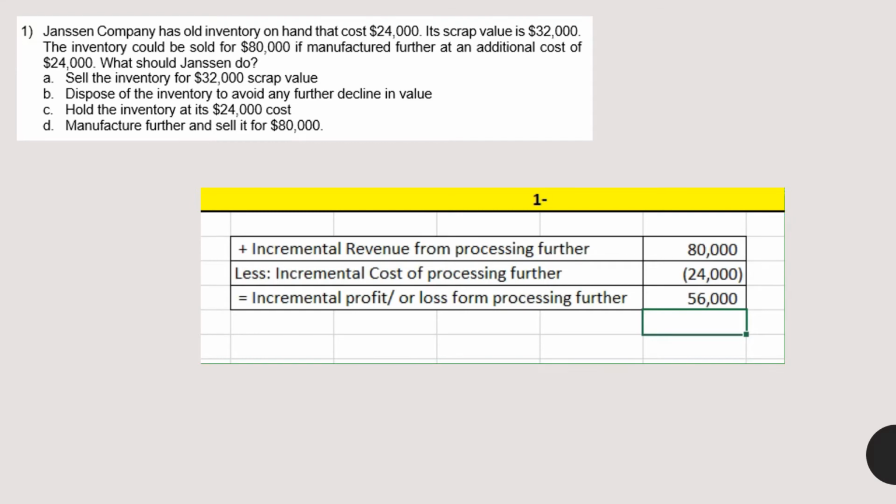Now it's important to note that the $56,000 is exceeding the scrap value of $32,000. Therefore, they should manufacture further and sell it for $80,000 because they'll make more in this situation than if they just sell it for scrap.